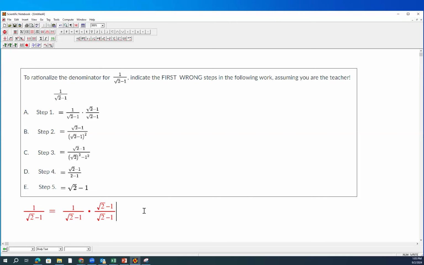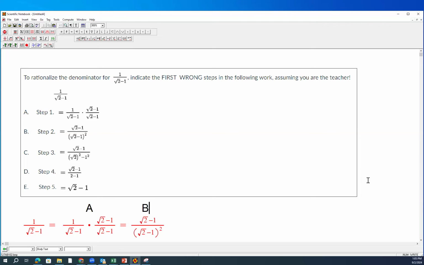Okay, how about step 2? Step 2 is a consequence of numerator times numerator, which is square root of 2 minus 1. And the bottom is denominator times denominator squared. And there's no fault in this step either. So this step, which is A, and this other step, which is 2, no problem at all.